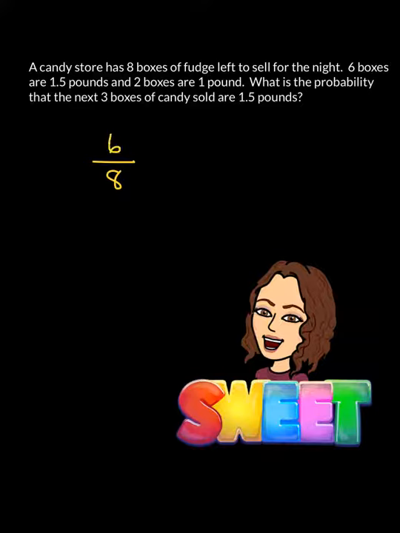Now, I could simplify that 6 over 8, but I'm going to use my calculator, so I'm just going to leave it. Now, I go to grab another box, and now there's 7 left. And again, 1.5 pounds, one has already been taken, so there's 5 left to choose from. And in our third box, again, there's 6 boxes total left, and only 4 that are 1.5 pounds. So when I multiply all of these together, it simplifies to 5 over 14.